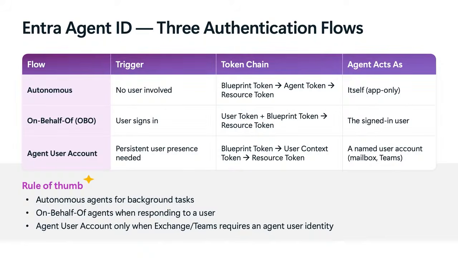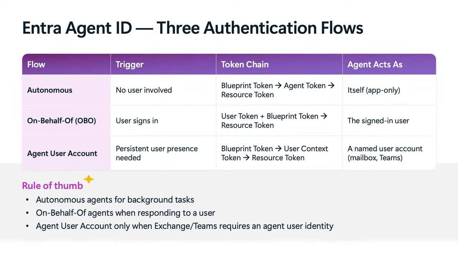So once your agent has an identity, how does it actually authenticate? There are three flows, and the right one depends on what the agent is doing. First, the autonomous flow. No user involved at all. The agent wakes up, gets a token from the blueprint, and accesses resources as itself. Nobody's sitting there waiting. The agent just runs.